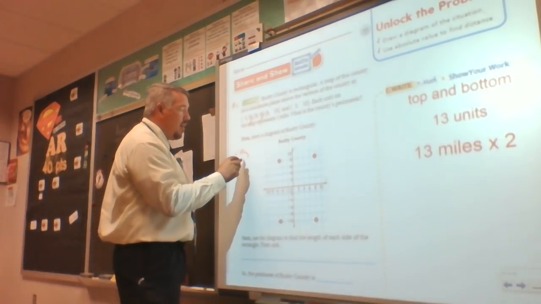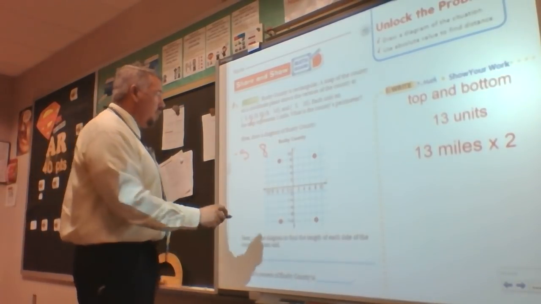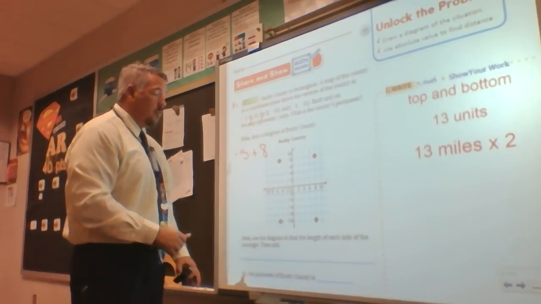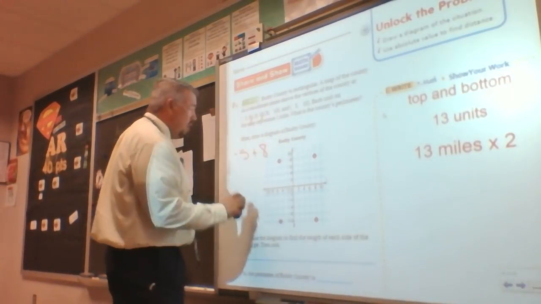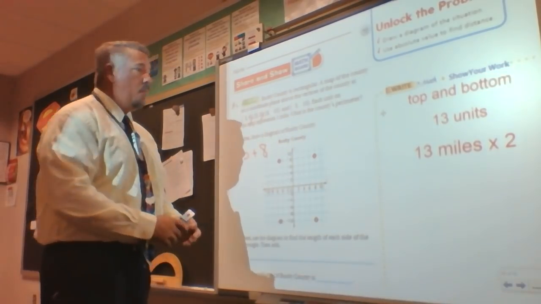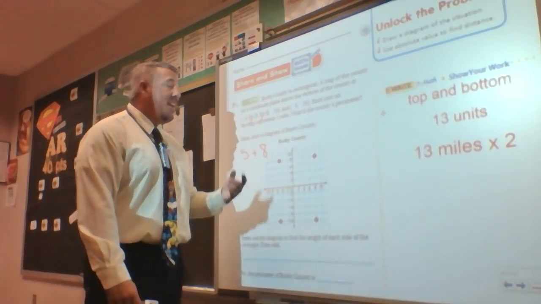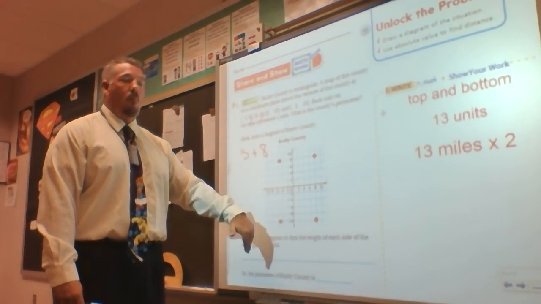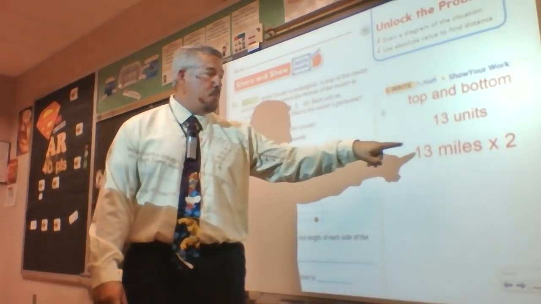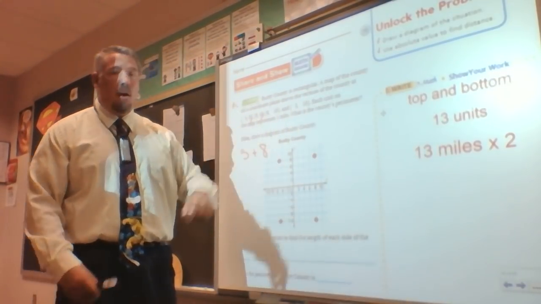And when I have -5 and I have +8, I have opposites. So I know once again when I have opposites, I'm going to add them together as an absolute value. 8 + 5 gives me my 13. So I know my top is 13 units. And it's a rectangle, so top and bottom have to be equal. So I know I'm going to be talking about 13 miles, top and bottom, so times 2.